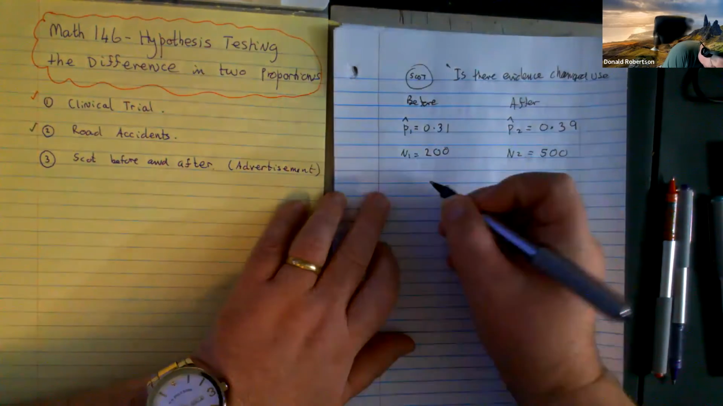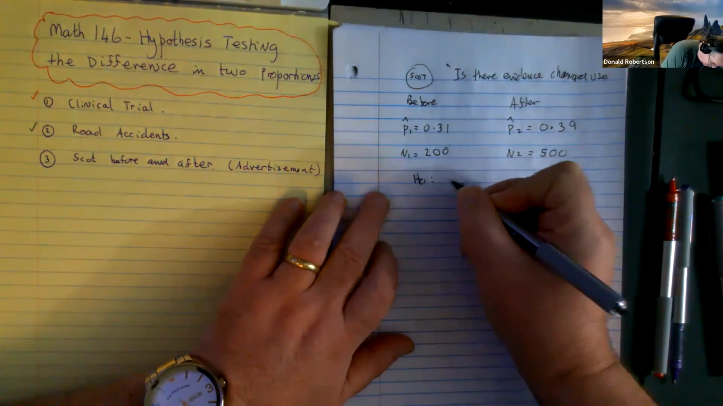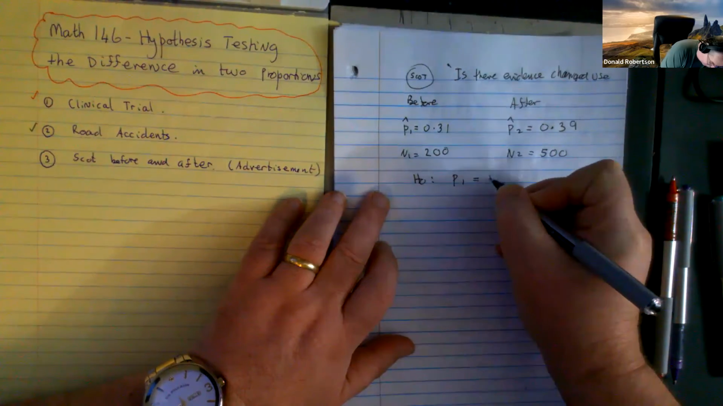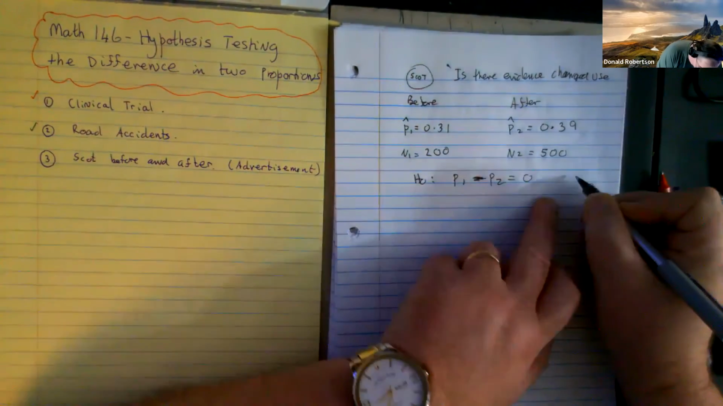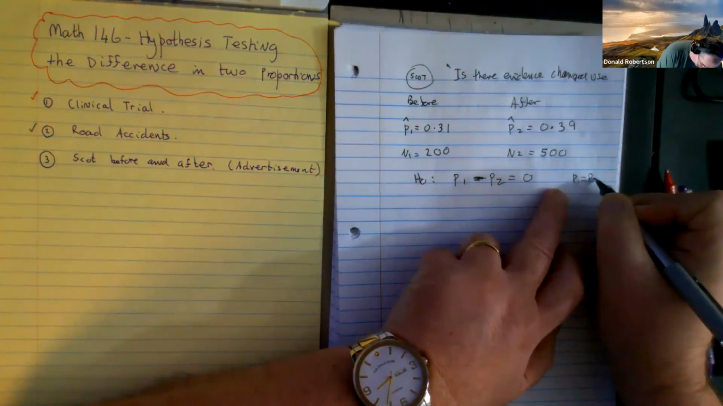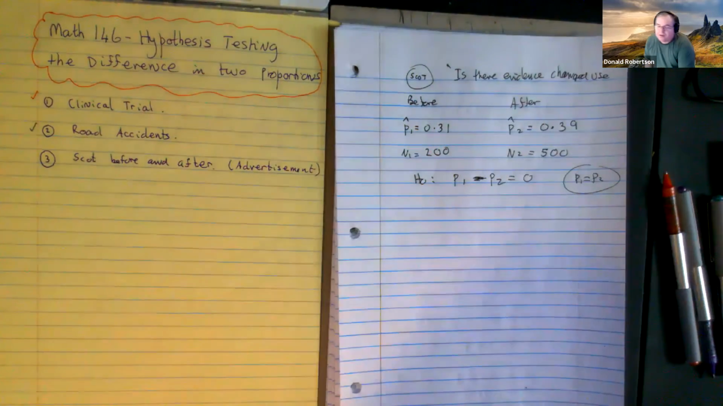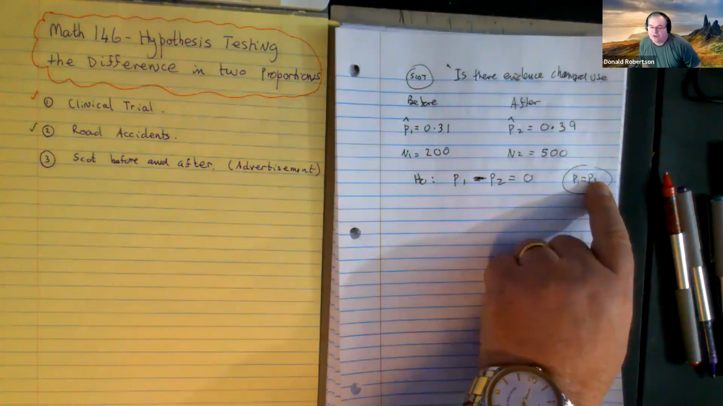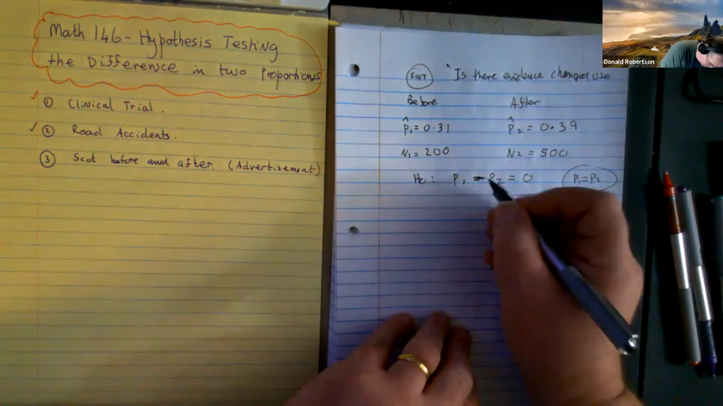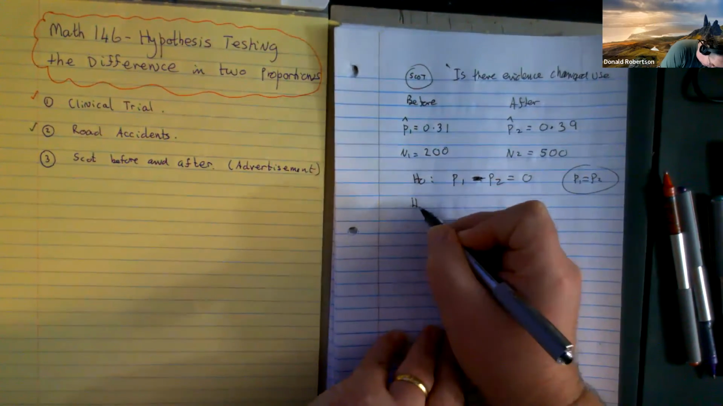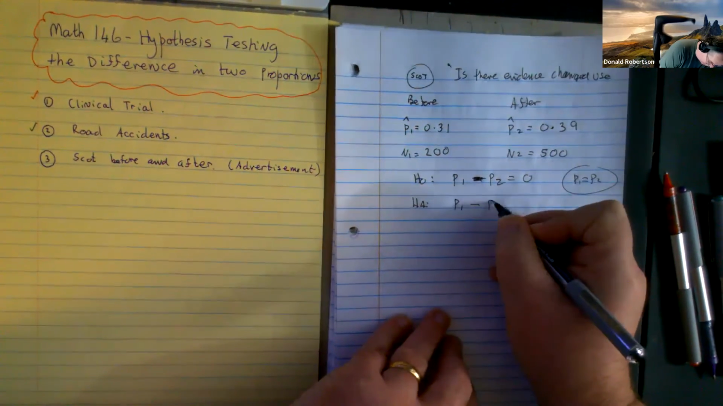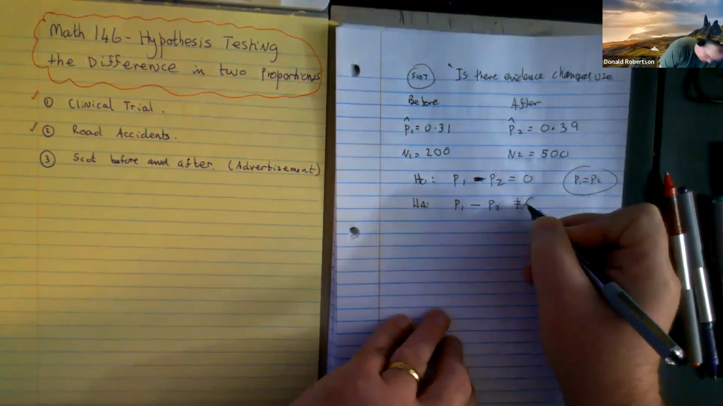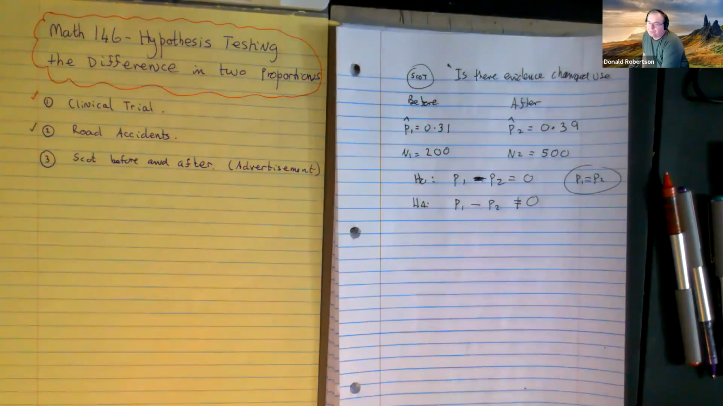So the null hypothesis is going to be that p1 take away p2 is 0. I was about to put down p1 equals p2, which is exactly the same thing. In some textbooks, they actually do that. And the alternate: has it changed? That one, you do a not equals.